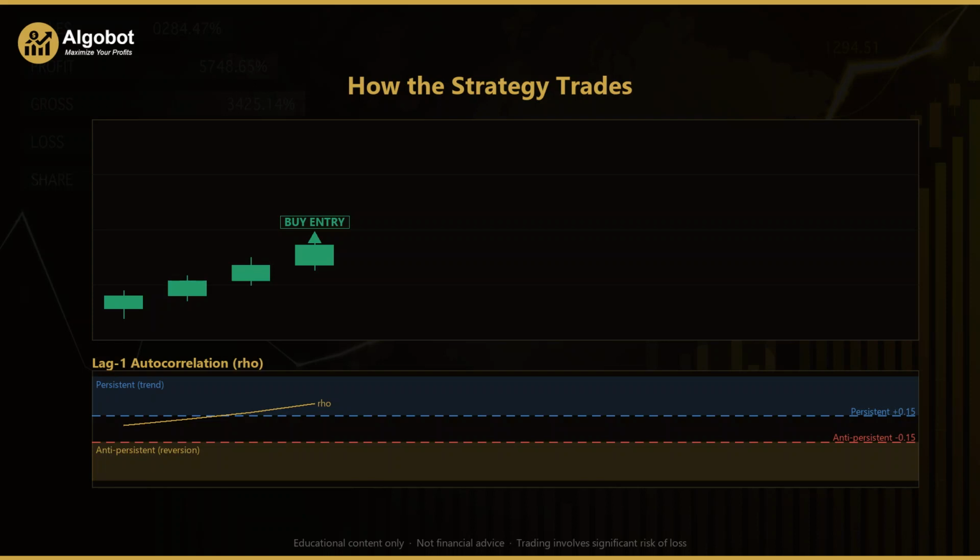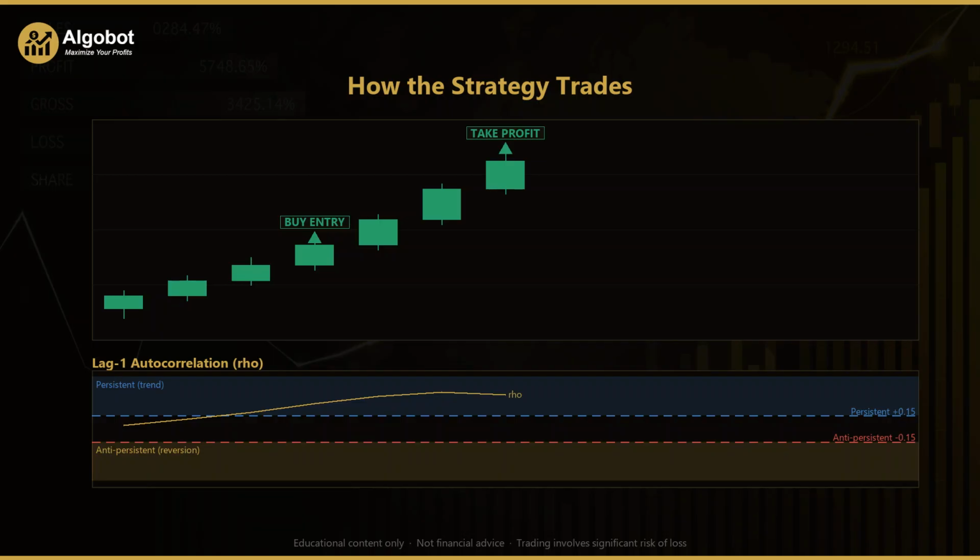As the next candles print, notice 2 things happening at once. The candles start stepping up more decisively, each close building on the last, and the correlation reading climbs and pushes above the positive 0.15 level, into the persistent zone. That combination is exactly what the strategy waits for. The recent upward impulse now clears its ATR-based gate, and because the regime reads as persistent, the edge is to go with the move. At the buy entry marker, the expert advisor opens a long position, riding the impulse in the same direction as the trend.